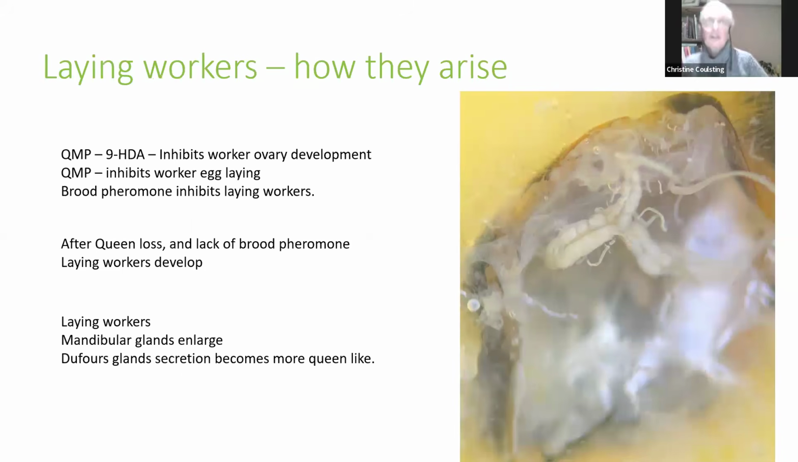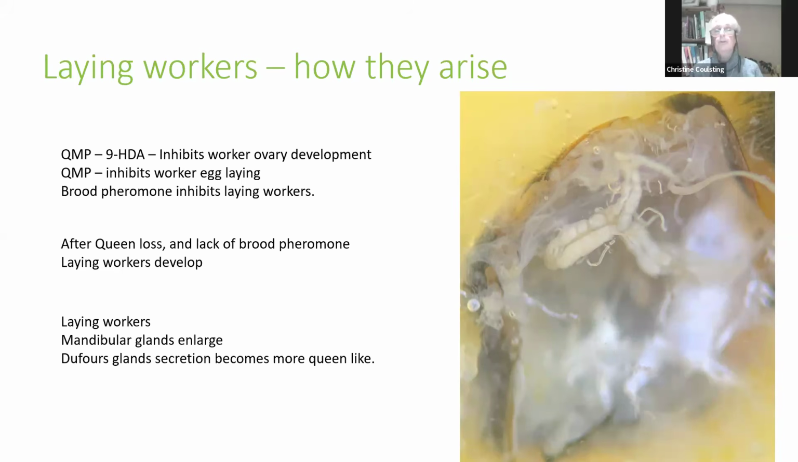So, laying workers. There are always some laying workers in a hive, but they tend to be a tiny percentage, and very few of laying workers' offspring will be in the hive. And it's the queen mandibular pheromone, 9-HDA, which inhibits worker ovary development.